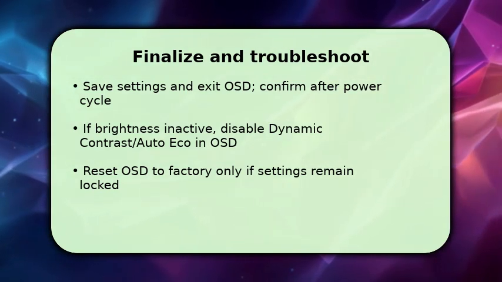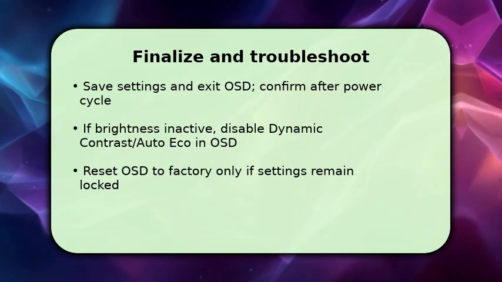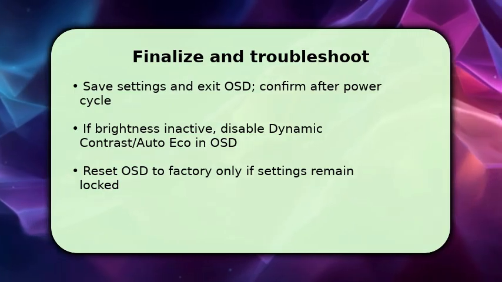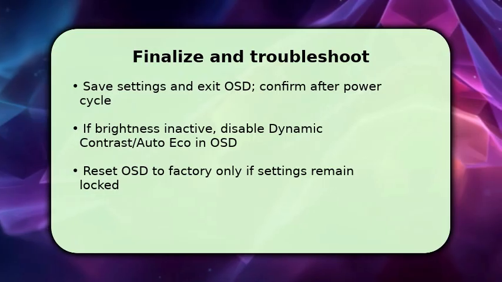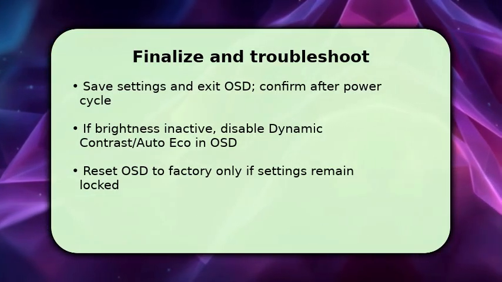If brightness controls appear grayed out or changes have no effect, disable dynamic contrast, auto eco, or ambient light sensor options in the OSD because they auto-adjust brightness. Once those are off, try manual adjustment again.